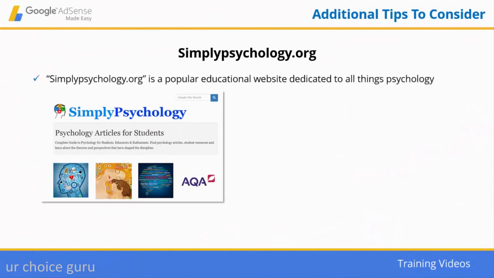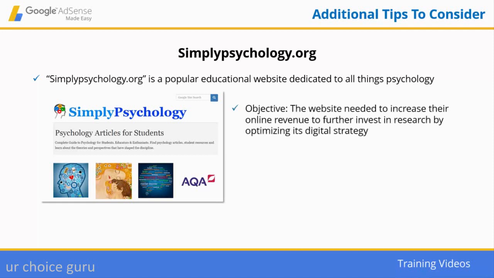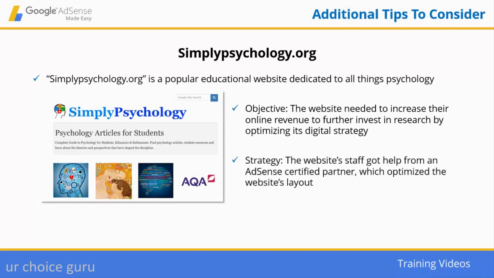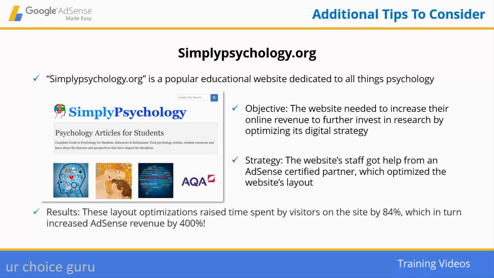SimplyPsychology.org is a popular educational website dedicated to all things psychology. Objective: The website needed to increase their online revenue to further invest in research by optimizing its digital strategy. Strategy: The website's staff got help from an AdSense certified partner, which optimized the website's layout. Results: These layout optimizations raised time spent by visitors on the site by 84%, which in turn increased AdSense revenue by 400%.